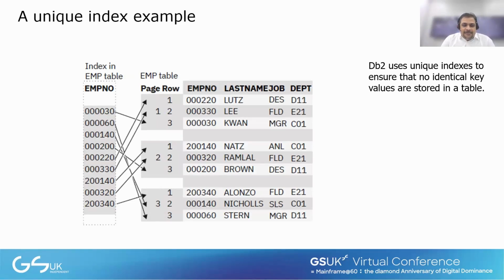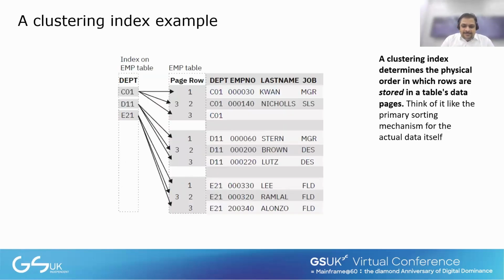A unique index, we all know, ensures that no two rows are identical and that the values stored in a table are unique. But if you see the way indexes are connected to the rows, it is not in order, so it's not a very intelligent way, but still it makes sure that you do not have duplicate rows in the table. By the way, these pictures are from IBM Redbooks. You might have already seen them.